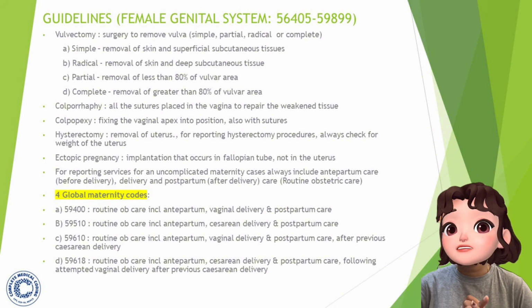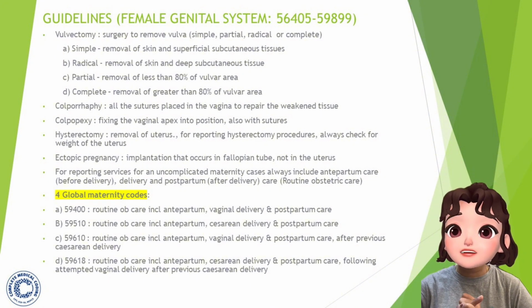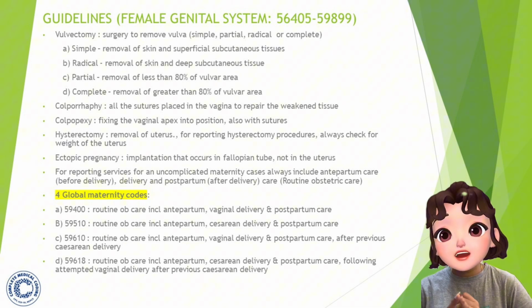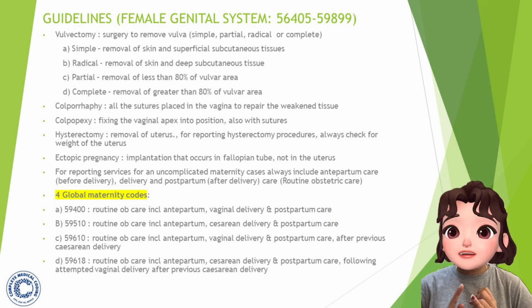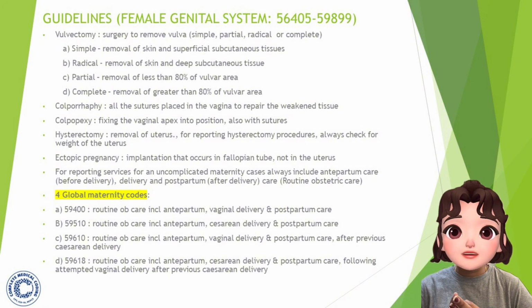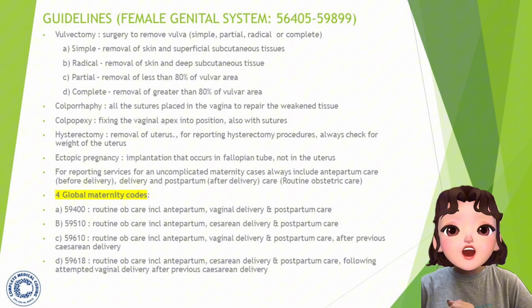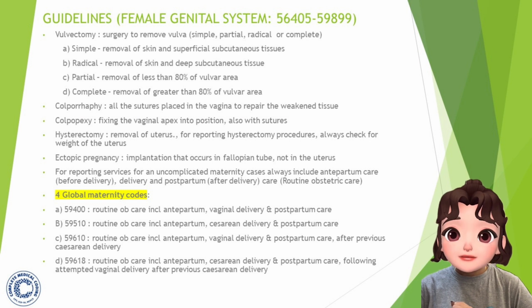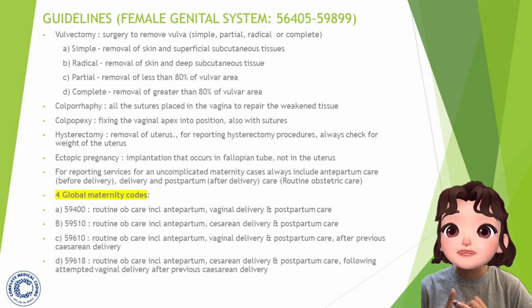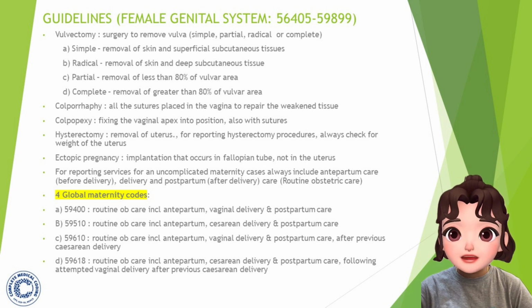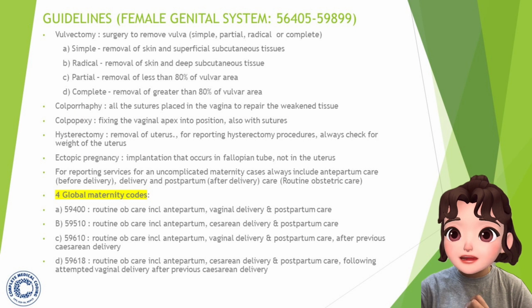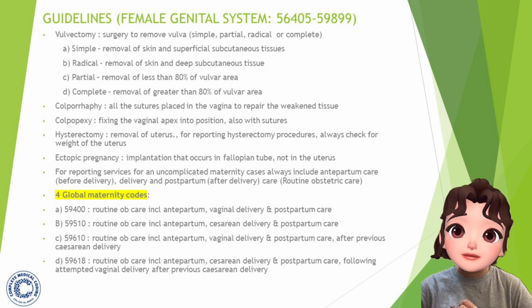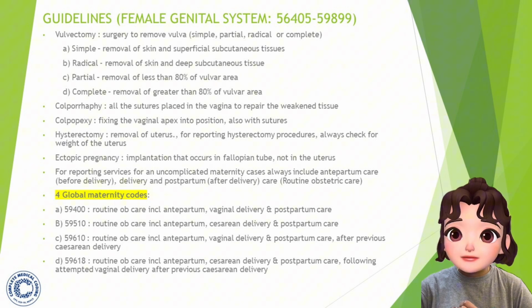59400. When should you use the code 59400? It is routine obstetric care including antepartum, vaginal delivery and postpartum care. If it's antepartum, normal delivery and postpartum care, then you should use the code 59400. How about 59510? Routine obstetric care including antepartum, cesarean delivery and postpartum care. This is cesarean delivery. The first two codes are easy to understand, right? So if it is normal delivery including antepartum and postpartum, 59400. If it is cesarean delivery including antepartum and postpartum care, it is 59510.